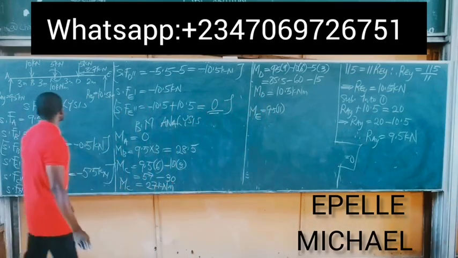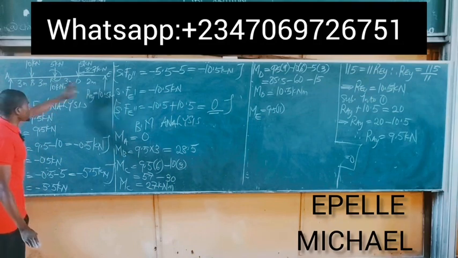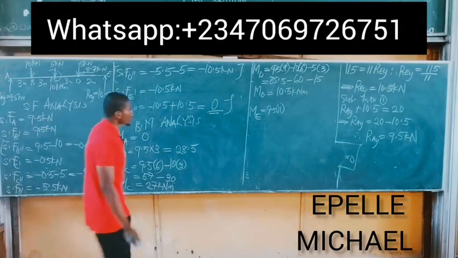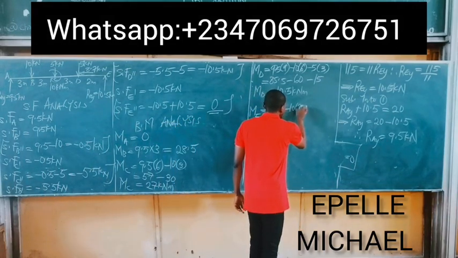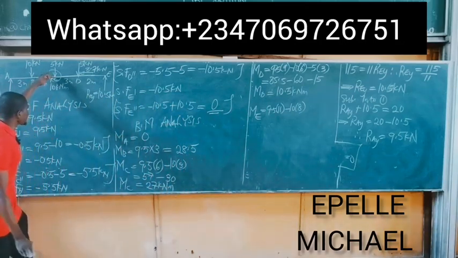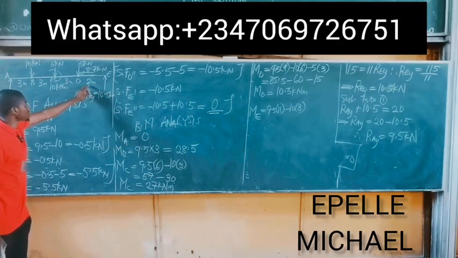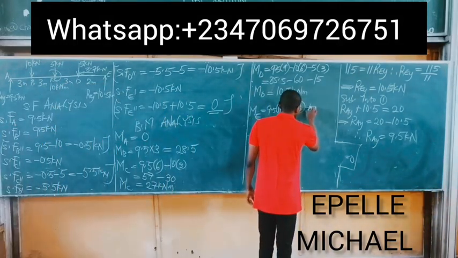Okay. Next is the 10 kilonewtons force at point B. Total distance from point B to point E is simply 8. So you have 10 times 8, minus 10 times 8. Next we have the 5 kilonewtons force at point C. Total distance from this force to point E is simply 3 plus 2, which is 5. You have minus 5 times 5.